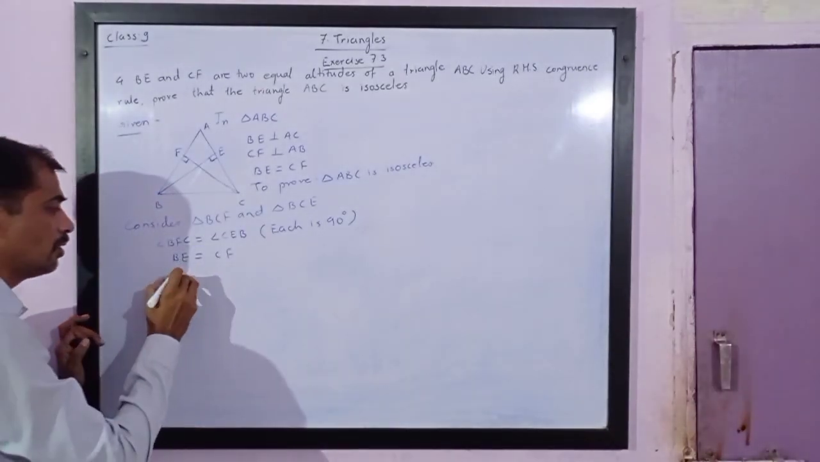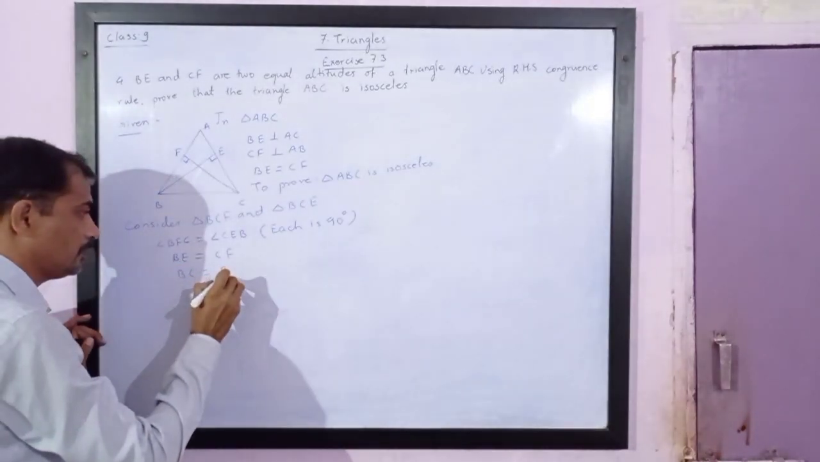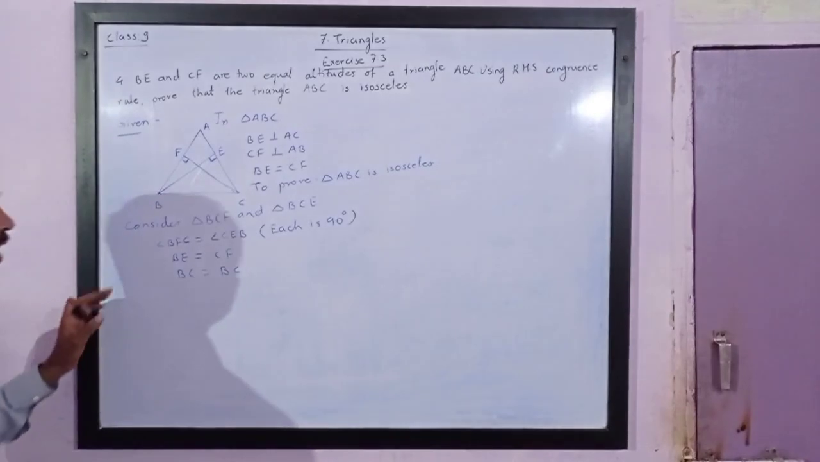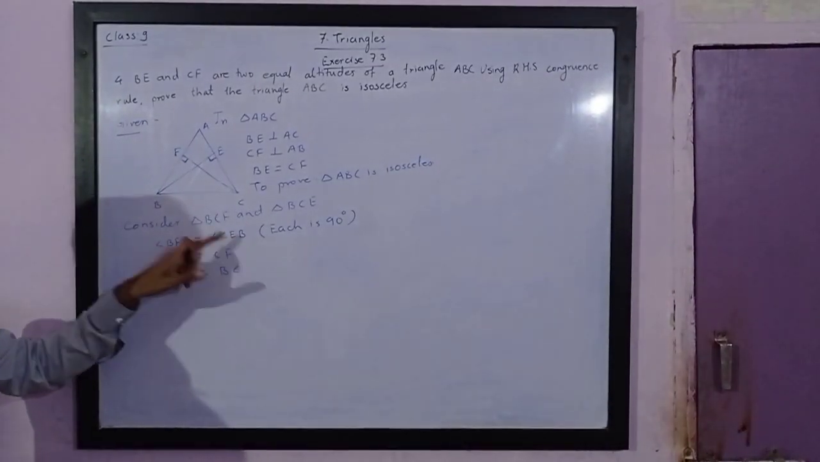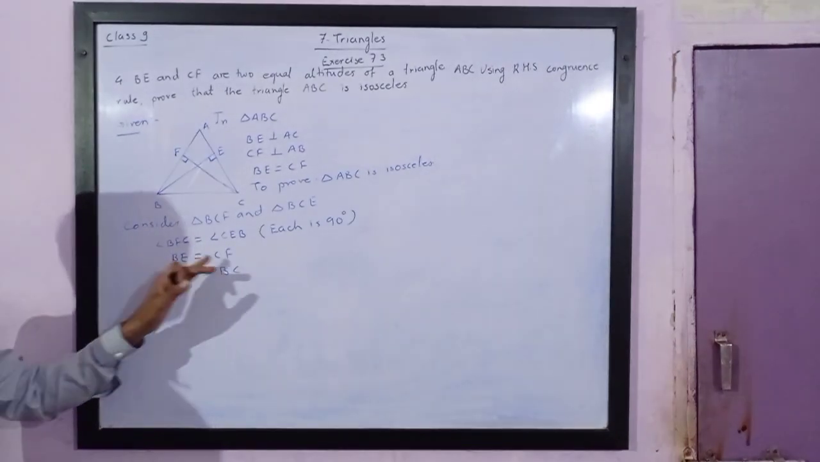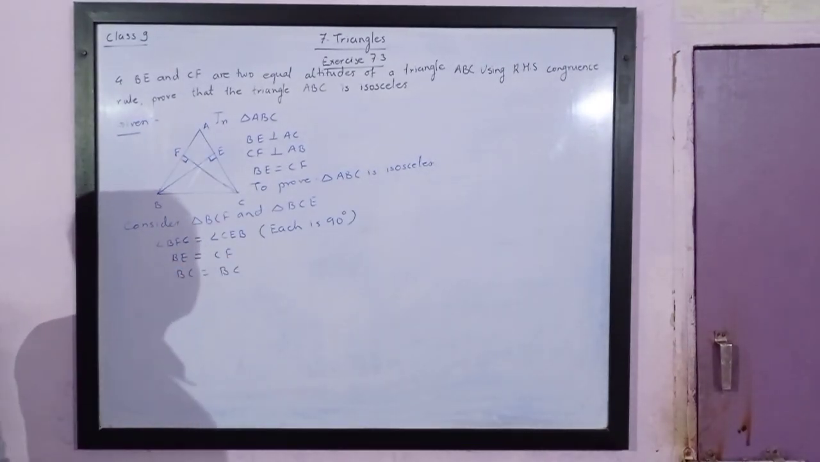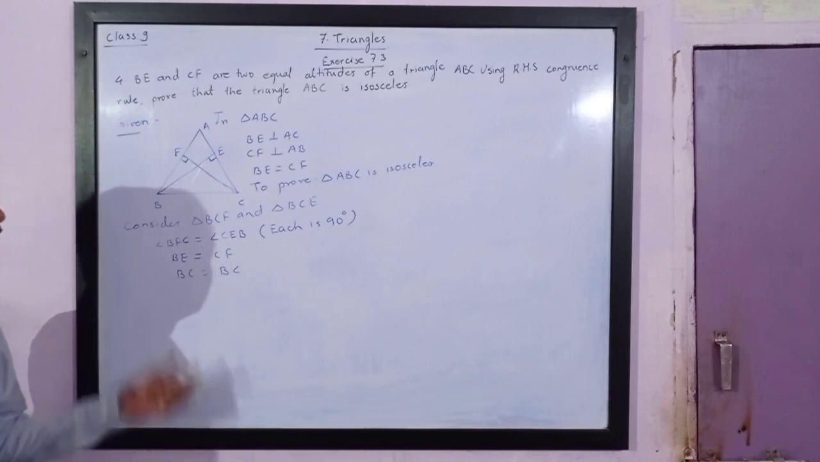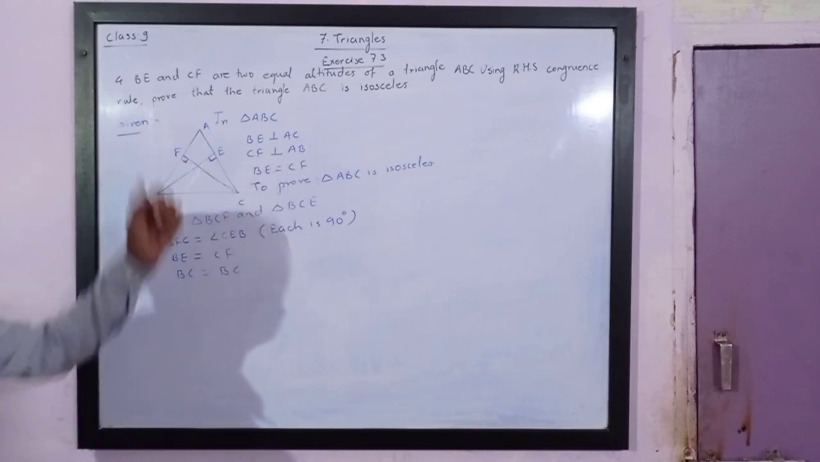And BC is equal to BC. So watch carefully. Angles are right angles. Then BC is the hypotenuse. Hypotenuse is congruent to hypotenuse, and one side is congruent to one side of the other triangle. It means these two triangles are congruent by the right angle hypotenuse side theorem.